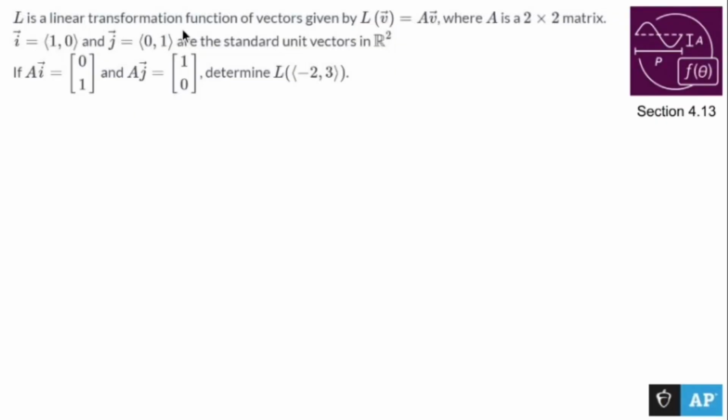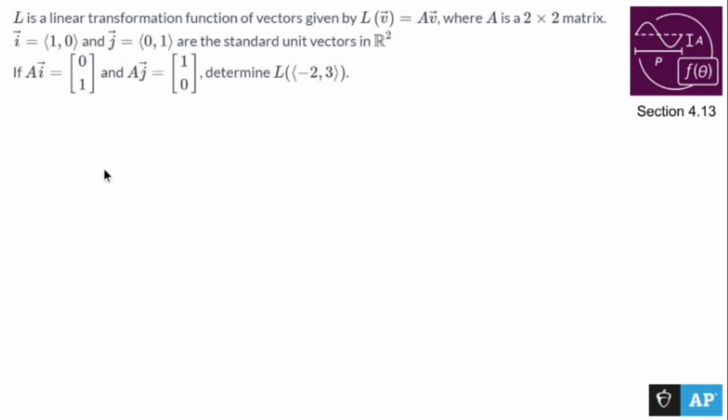L is a linear transformation function of vectors given by L of vector v equals A times vector v, where A is a 2 by 2 matrix. The vector i is in component form 1, 0. The vector j is in component form 0, 1. They are standard unit vectors in two-dimensional space. A times vector i is the matrix 0, 1, and A times vector j is the matrix 1, 0. Determine L of a vector in component form negative 2, 3.